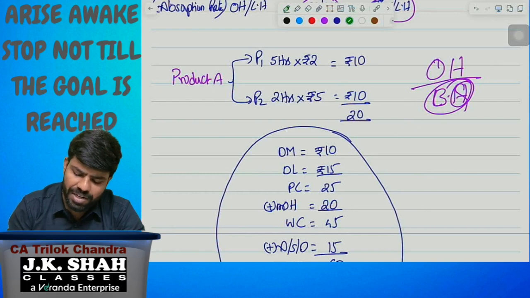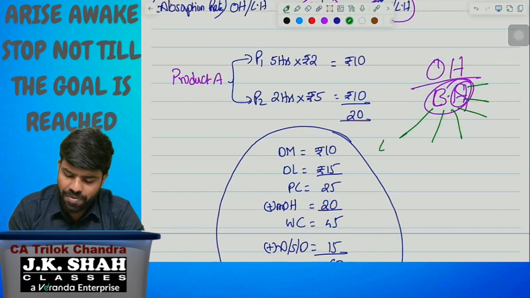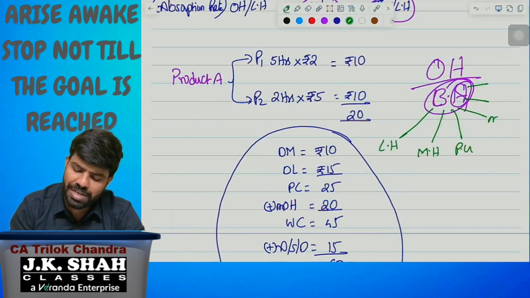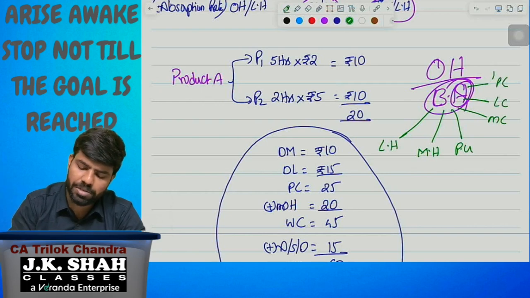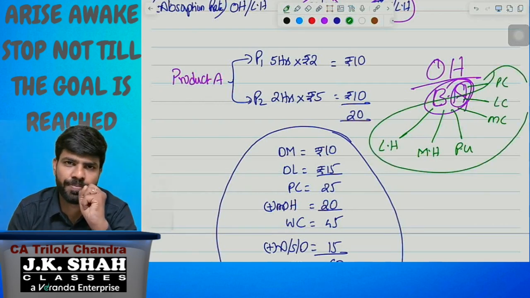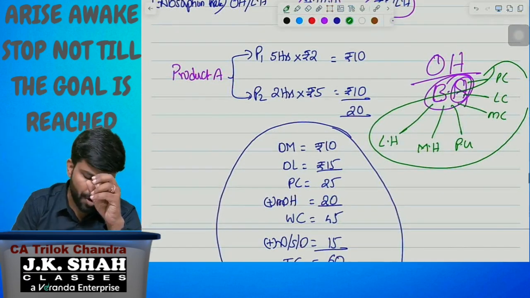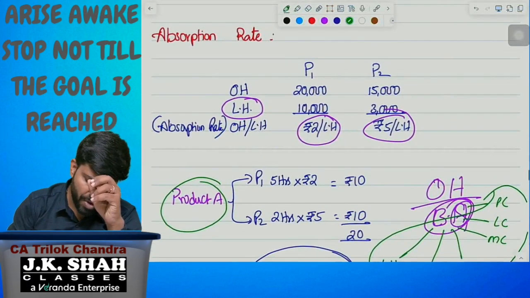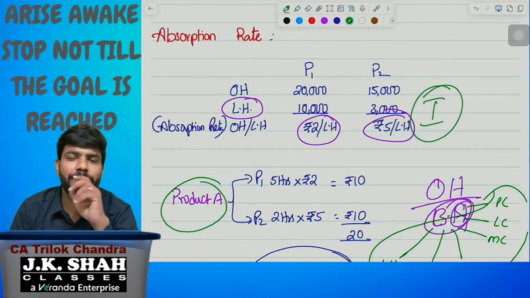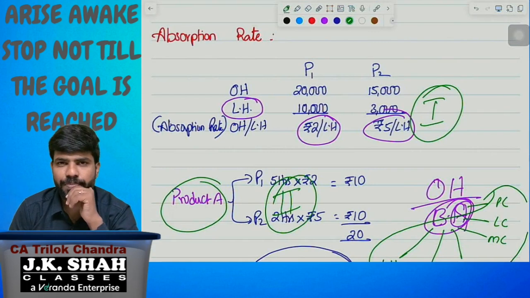When it comes to base quantity, there are 6 types of base quantities in our syllabus. Number 1, labor hours. Number 2, machine hours. Number 3, production units, then material cost, labor cost, and prime cost. These are the 6 different types of base quantities to absorb the overheads. So when we are absorbing the overheads to product A, in the first step we calculate the absorption rate. In the second step, we charge the overheads.